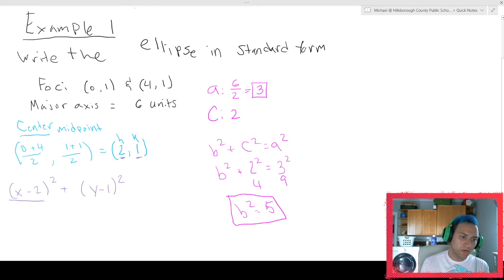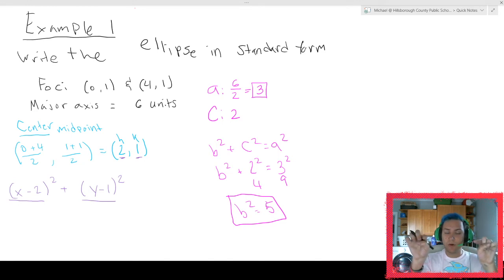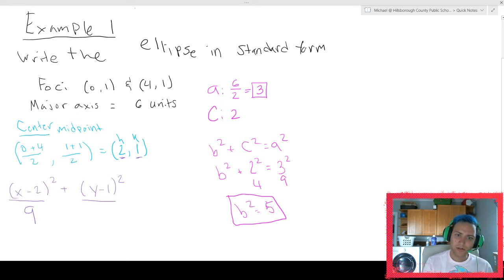And then I'm going to put those over something. That's where we put our a and our b. Again, it's important to decide which direction this is going. If it was going vertically, I would put a underneath the y value. If it's going horizontally, I'll put a underneath the x value, because it goes under the one that's the biggest. In this case, because my foci are lined up in a horizontal line, I know that x is going to be the bigger one. So I'm going to put a underneath that. But it's not going to be 3, it's going to be a squared, so it's going to be 9. So I took this number right here, squared it, and got 9. And that's the number I put in over here.